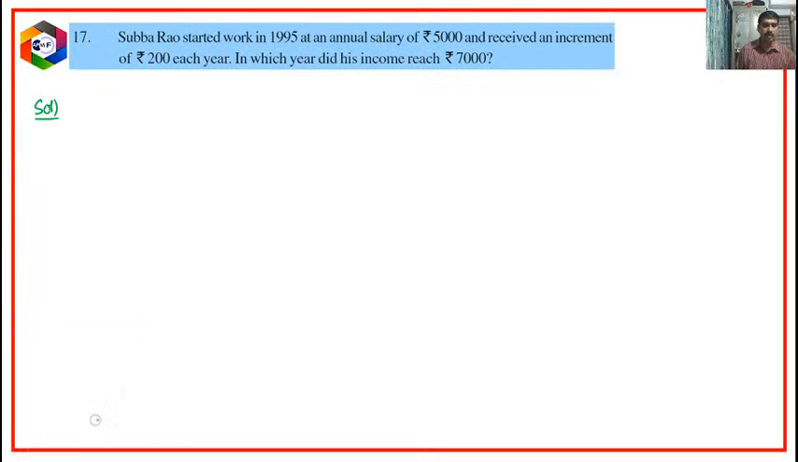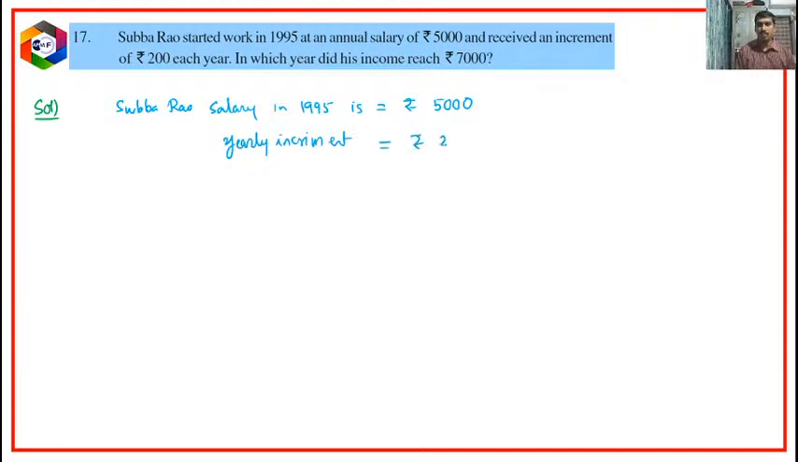The question is, Subbarao's salary in 1995 is equal to 5,000 rupees. Now there is a yearly increment, which means more is added to his salary, so 200.